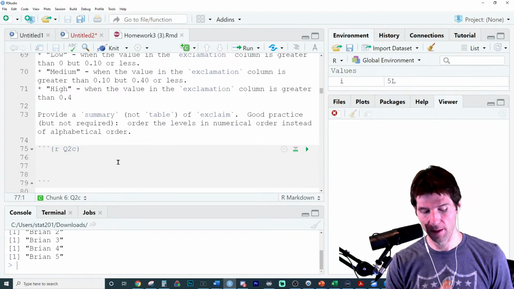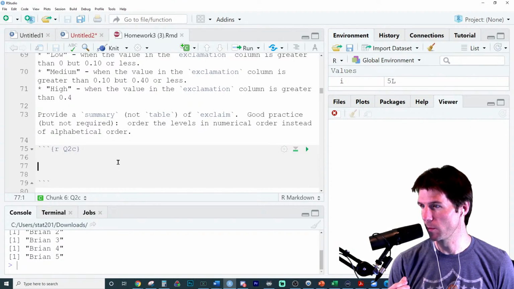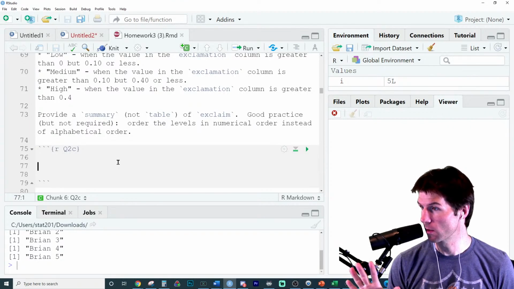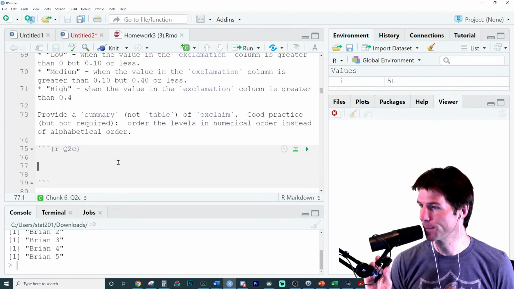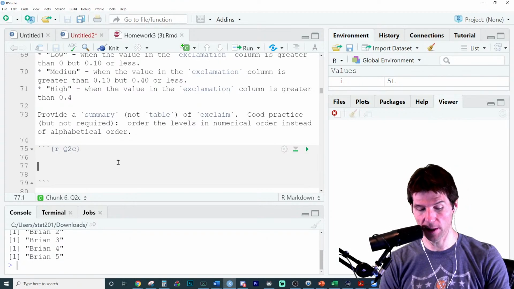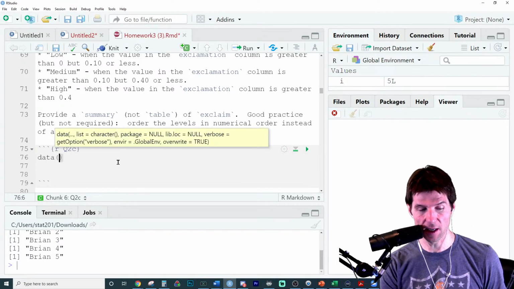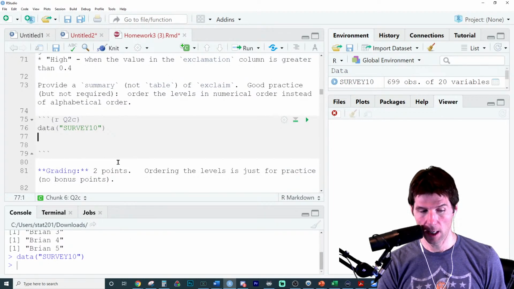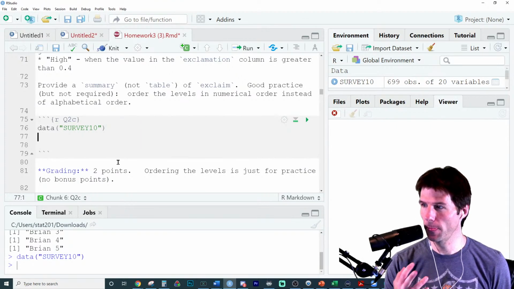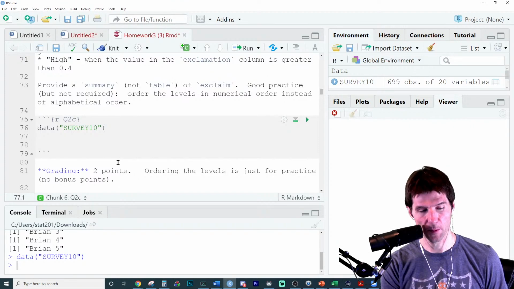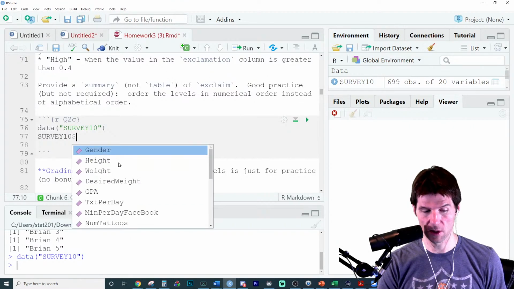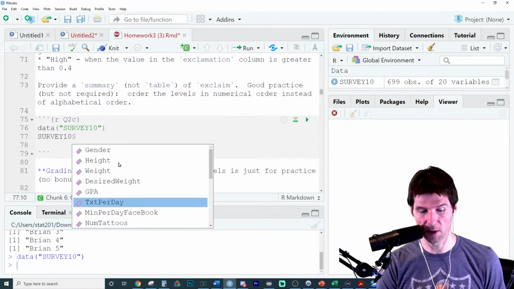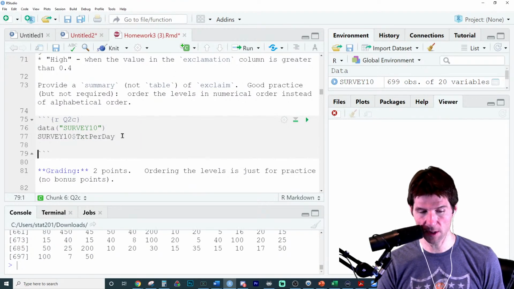So, when you write nested for loops, you don't write the whole thing at once. When you write a nested for loop, you don't write the whole thing at once. I'm going to pull up some data right here because I'm doing similar work. I like to do similar, not always your same work. And I want to figure out if somebody texts a lot, let's say. So we're going to go to survey 10. This is a similar question. We're going to go to text per day. This is how much people text.